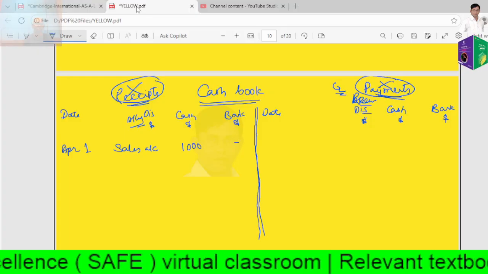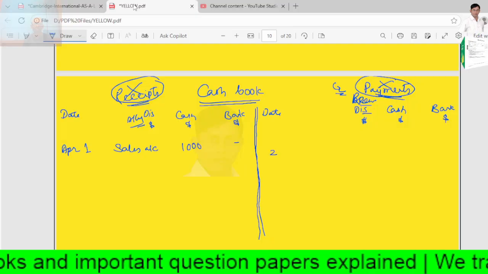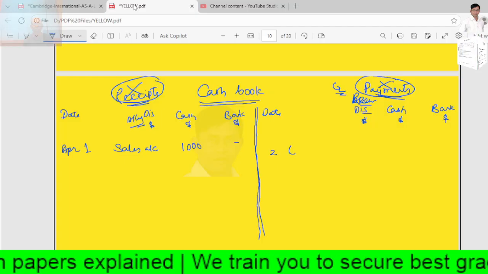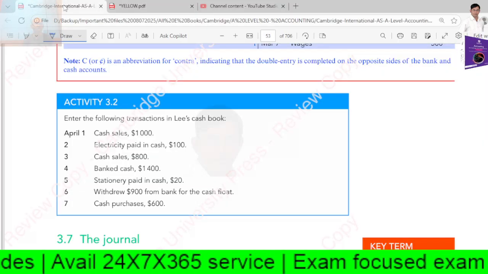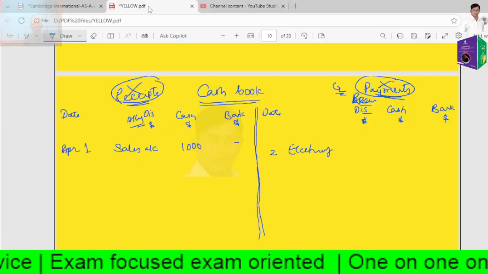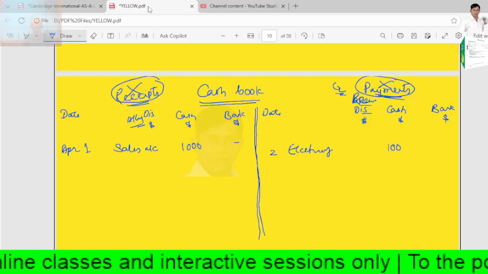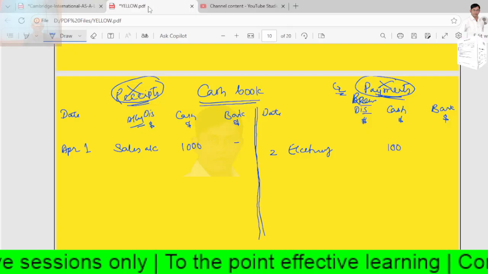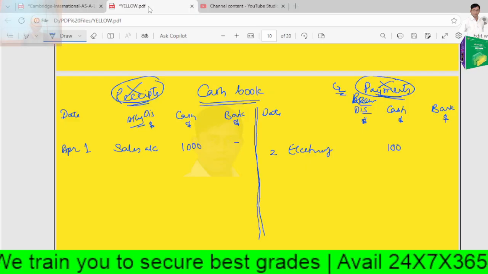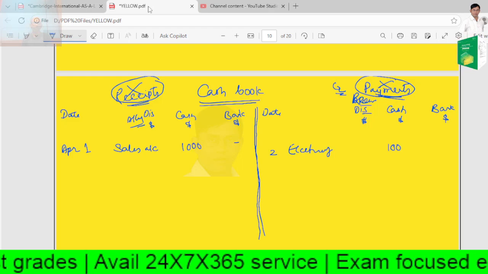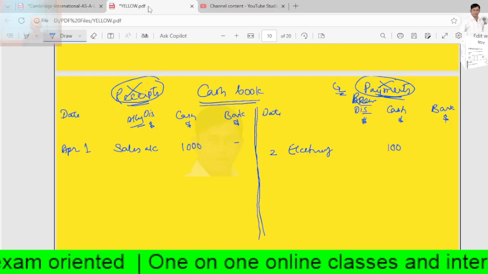What date? It is on April 2nd. So credit what goes out. Electricity. How much? 100. Cash. Credit what goes out. Cash has gone out. So we have paid 100. So cash account will be credited and electricity charges will be debited. So next.